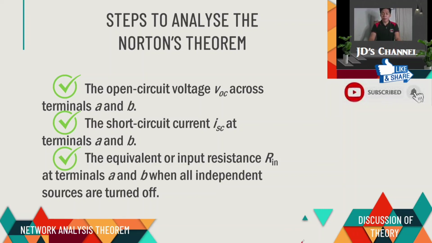To make it clearer, this is what it means. Our VOC is our VTH. Once our circuit is short-circuited, IN is equal to our short circuit current. And our RTH, which is also equal to RN, is equal to VTH or VOC over the short circuit current.